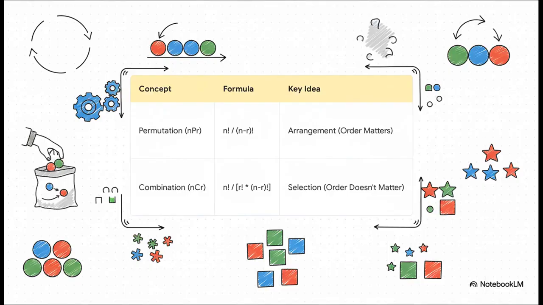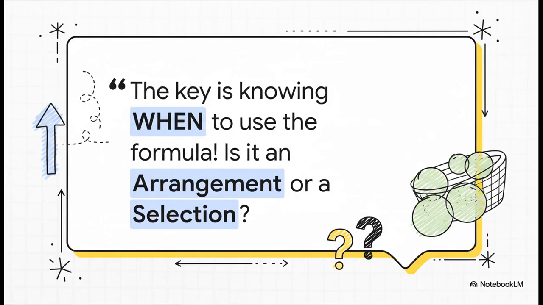So before we finish, here is a little cheat sheet for you. You can take a screenshot of this for your revision. It has everything you need to remember. Permutation is for arrangement, where order matters. And combination is for selection, where order doesn't matter. I want to leave you with this one last thought, Bacho. The real superpower isn't about memorizing a formula. The key is to read the question and ask yourself that one simple thing. Is this an arrangement or is it a selection? If you can answer that, you've already won half the battle.